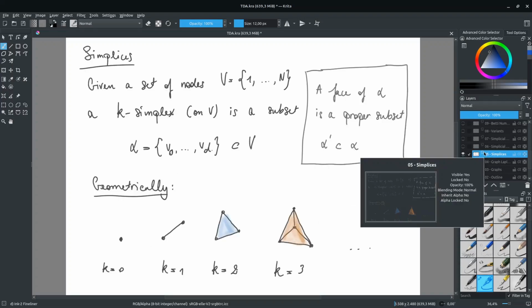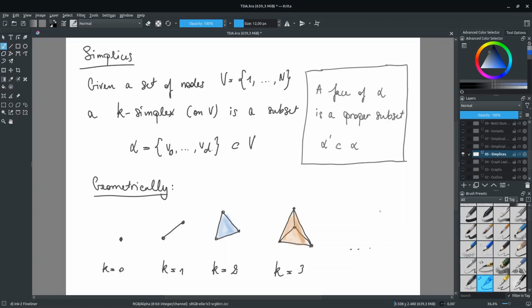So, as a generalization of graphs, we can think about simplices. A simplex, let's say given a set of nodes, and I'm talking very abstractly and sweeping some things under the rug. If I have some set of nodes, let's say 1 through n, a k-simplex on my set V is going to be just a subset alpha of these V. And if I need to visualize it, I can just draw some pictures.